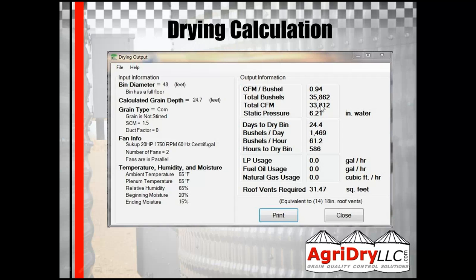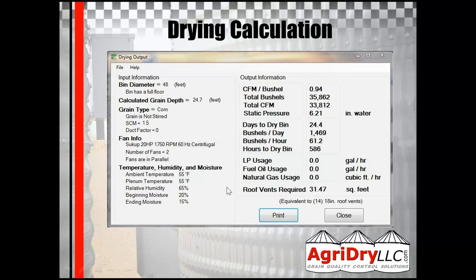Total CFMs when the bin's completely full is 33,800. Static pressure, 6.21, which is not realistic, it is realistic. It's very feasible. You still have decent airflow, all right, with those two types of fans.